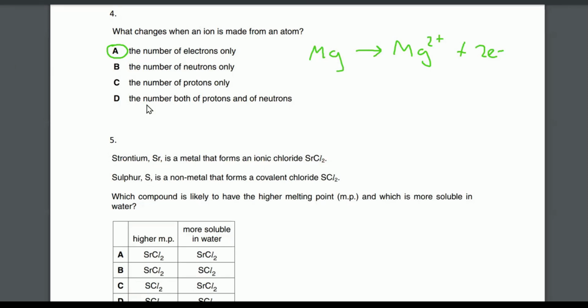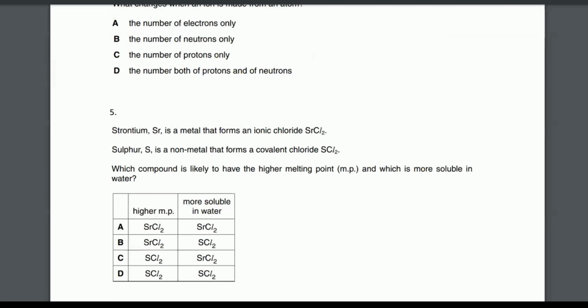Right, question 5. Strontium is a metal that forms an ionic chloride, SrCl2. Sulfur is a non-metal that forms a covalent chloride, SCl2. Which compound is likely to have the higher melting point, which is more soluble in water? Well, sulfur and chlorine are both non-metals, so they're going to be covalent. And strontium's a metal, chlorine's a non-metal, that's ionic.